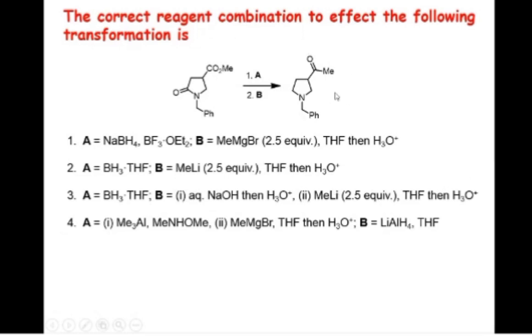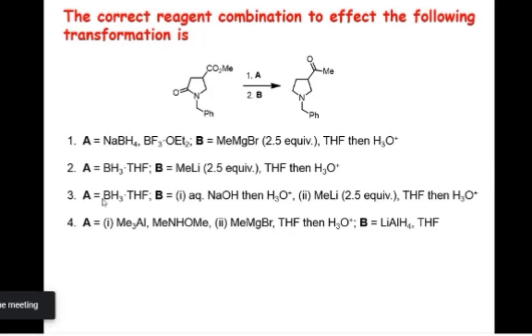Many times we ask students the question: how will you prepare acetophenone from benzoic acid? Students give somewhat different answers. The simple answer is there. Now I am taking another example. Your answer, the third, is correct. Whoever has given that particular answer, it is the correct answer. Now I am discussing how to convert benzoic acid into acetophenone. Treat that benzoic acid with two equivalents of methyl lithium. You will get acetophenone. This is one of the ways.